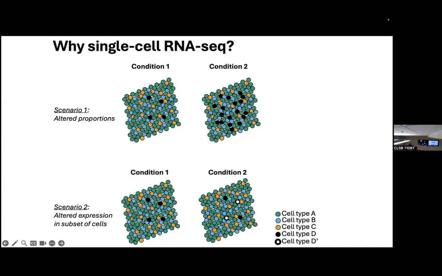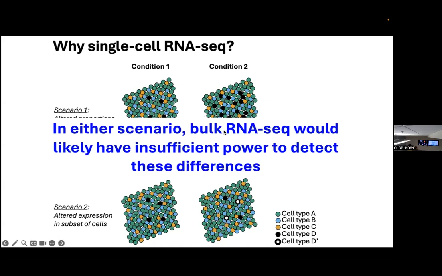And that could mean there's altered gene expression in a subset of cells, or it could be any number of other things. So in either of these scenarios, if we were to do bulk RNA-seq, we likely would have insufficient power to detect either of these differences. Just because it's a population-wide average, it's going to be just a mess, basically, of everything that's underneath here. And the true effect is going to be diluted because it's a representation of many, many cells, millions of cells in most cases.